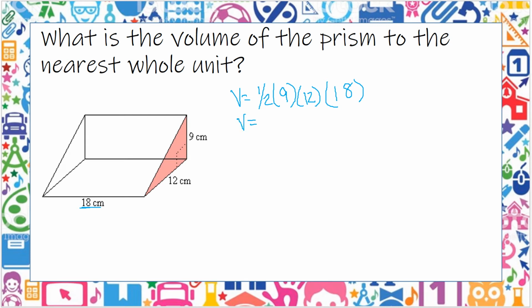Okay, so we're going to multiply these out. 1/2 times 9 times 12 times 18. You do get 972 centimeters cubed. Remember, volume is always cubed.